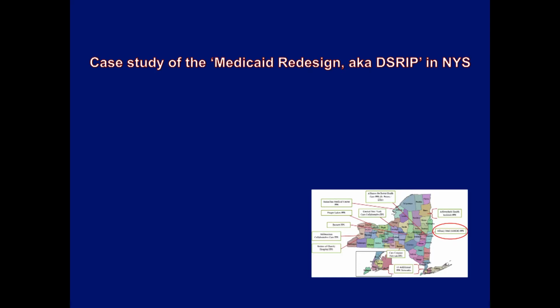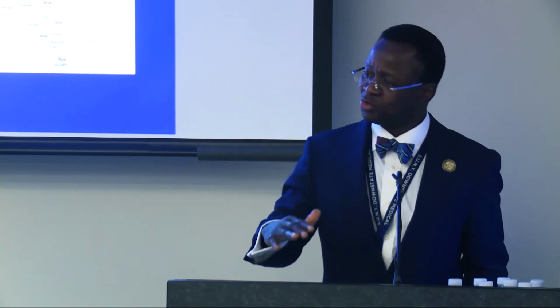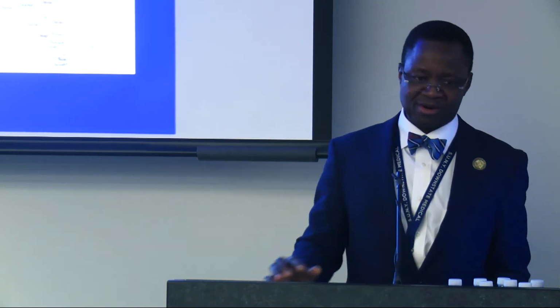This is called the Medicaid redesign, also known as DSRIP, in New York State. So what was the problem here? The problem was that we have unnecessary and costly emergency room visits by Medicaid eligible patients. So we have so many people come to the emergency rooms, they consume a lot of resources and they make it too expensive. So we're going to invest into this problem and we're going to reduce the cost associated with this problem. So what did they do?